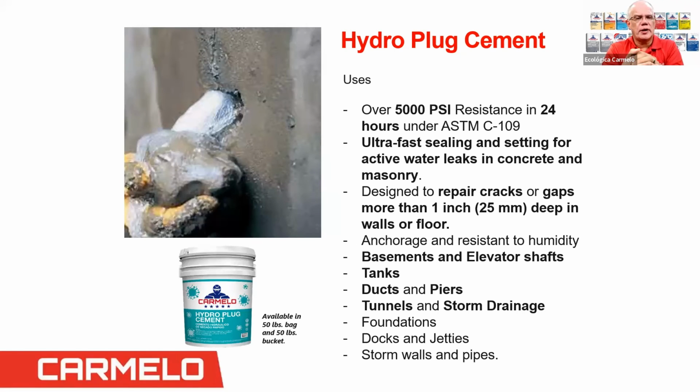And you make some sort of like a Play-Doh ball. You mix it, and then you just stick it to where the hole is with the gushing water. You put some pressure on there, and then once the product starts setting, you start shaving the product with a trowel, and then you finish it, and that's it. So wherever there are active leaks, let's say in a crack, or a hole in a tank like that, this is where you're going to use this product, right? Basements, elevator shafts, tanks, duct piers, tunnels, storm drainage.